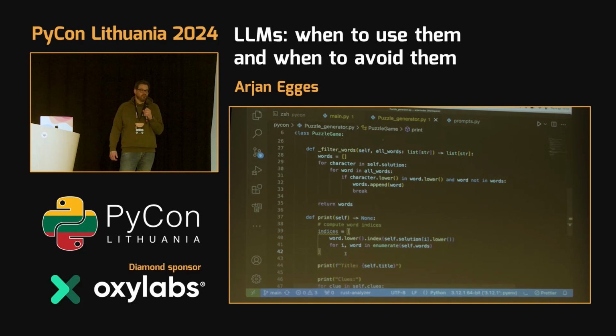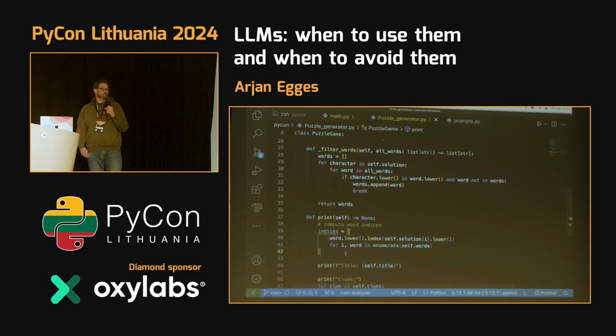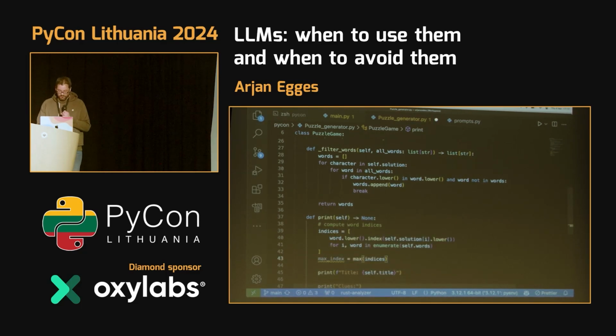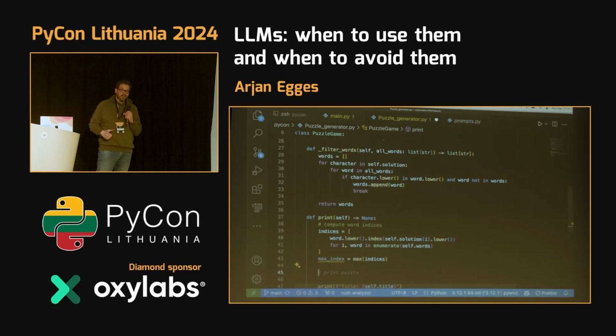So we have the indices. We need the maximum value, yeah. So we know how far to the right we need to print each of the words. There we go, we have the maximum value. So now what we can do is go through the words and for each word find out what the index is and then take the difference and then use that as an offset.